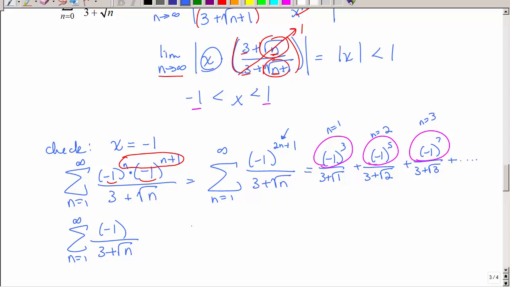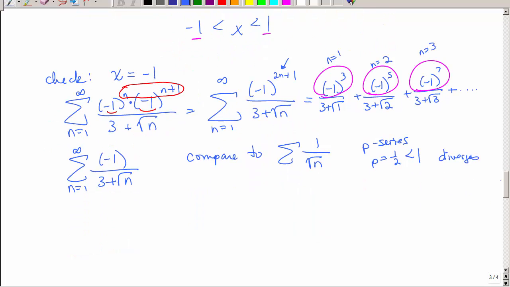How about a comparison test? Let's compare it to 1 over the square root of n, which is a p-series, where p equals 1/2, which is less than 1, which diverges. So if I use the direct comparison test, remember if this diverges, I have to compare this by an inequality. Right? So if this diverges, so if this is really big, then I need what I'm comparing it to be even bigger. Is that going to be true?